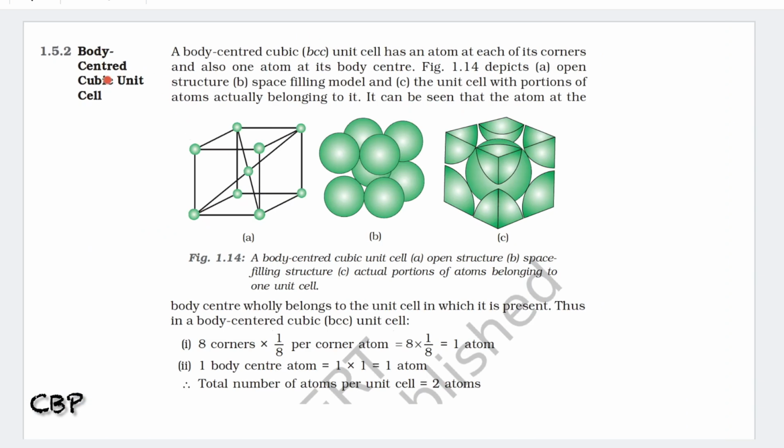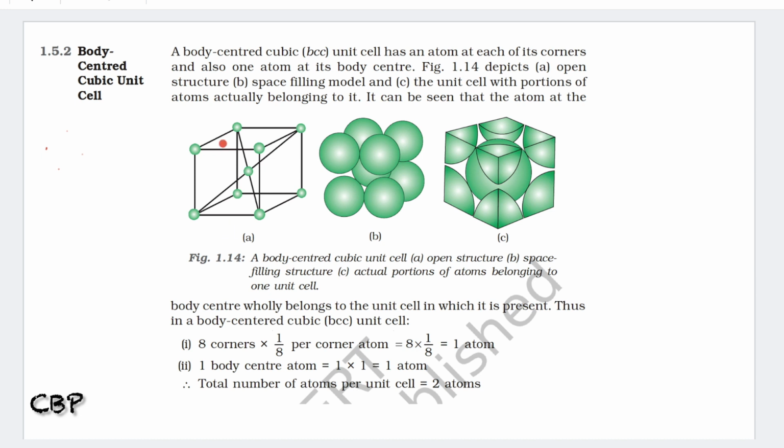Now next one is the body centered cubic unit cell. In a body centered cubic unit cell, the atoms are present on the corners, and one atom is present in the body, or you can say in the center of the unit cell. A body centered cubic, we can call it BCC, has an atom at each of its corners and also one atom at its body center. Figure 1.14 depicts A, an open structure, B, a space filling model, and C, the unit cell with portions of the atoms actually belonging to it. All these structures are the same, but the arrangement is different.